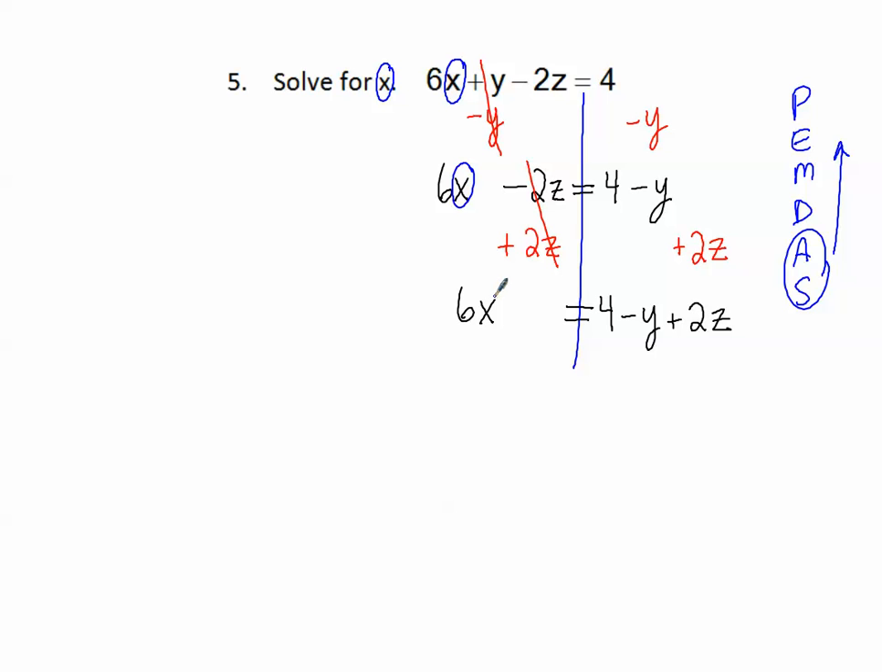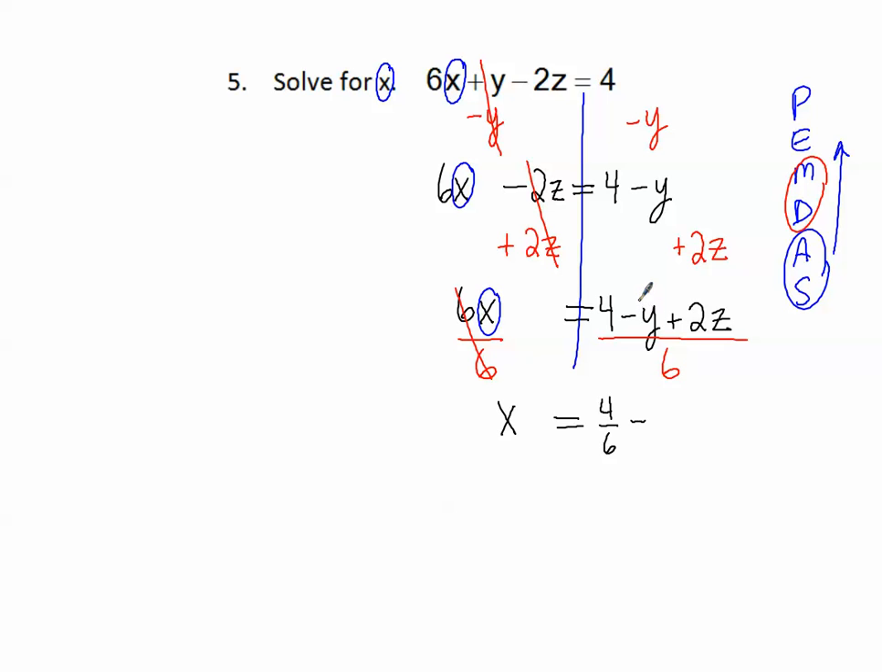Finally, the x is still not by itself, but I only have one more step left. It says 6 times x. Opposite of multiply is divide. Divide by 6. Divide everything by 6. Cross out the 6's. X is left equals, I'm going to divide each term by 6. 4 divided by 6 minus y divided by 6.